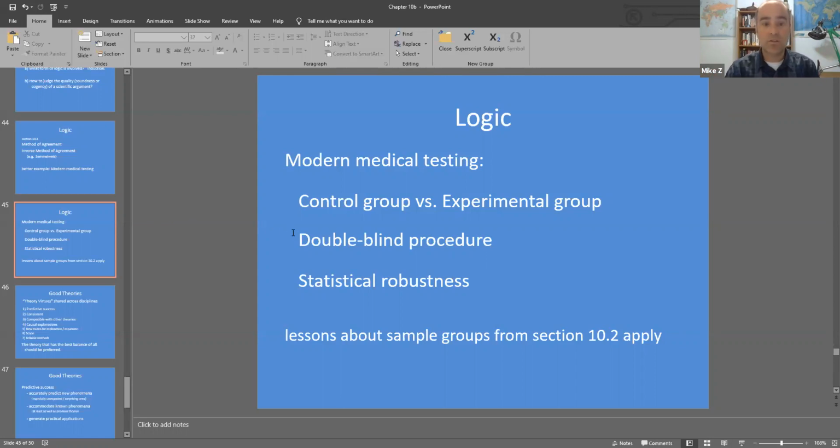The other thing that they do is something you may have heard of, this double-blind procedure, where the people in the groups, they don't know if they're in the control group or the experimental group.